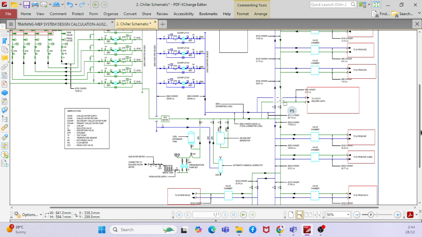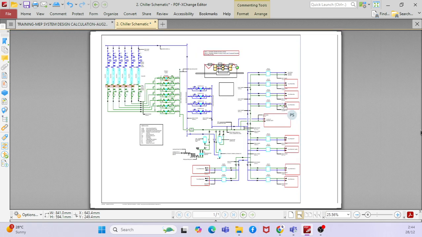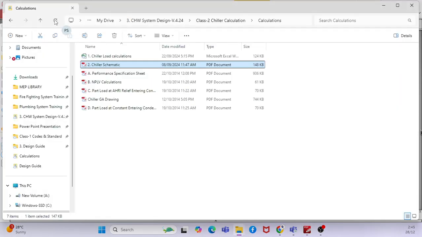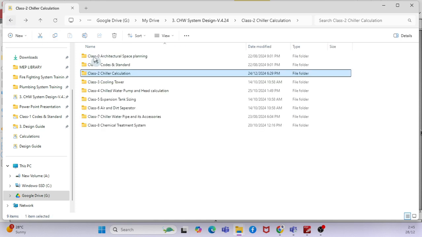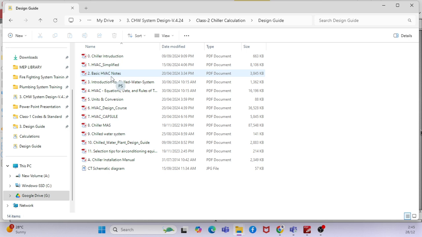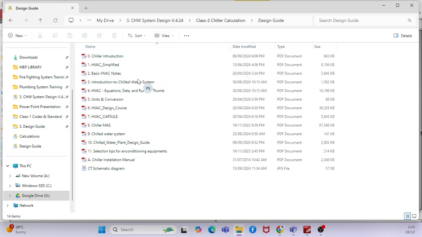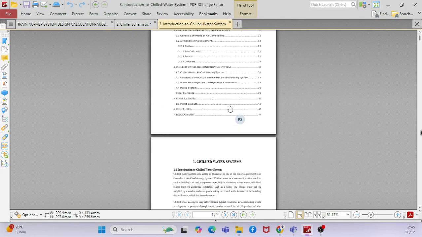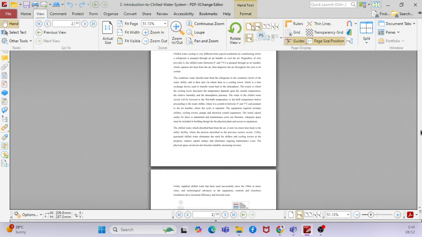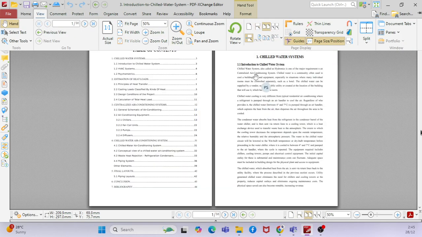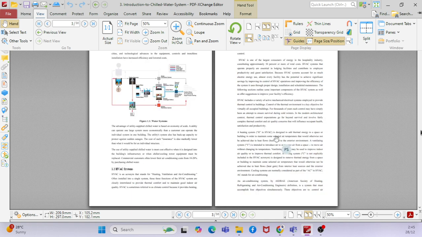Okay, now it's almost 45 minutes. What I request: I will share one document with you, the complete chilled water set. If you have time, go to chiller calculation, and there you have an introduction to chilled water system. When you have time, you can just read through this introduction to the chilled water system.